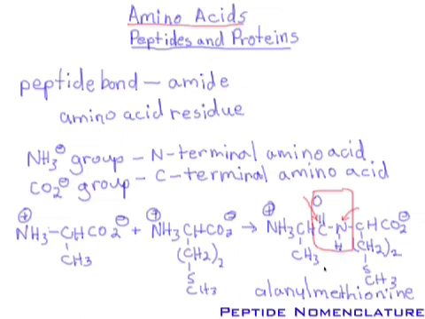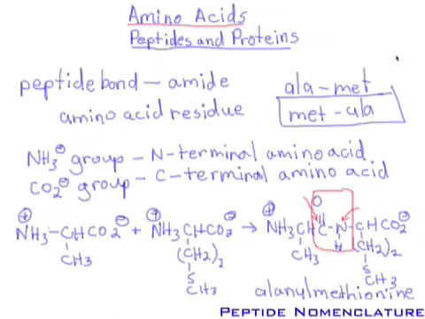Sometimes, rather than drawing out the structure, an abbreviated version using the abbreviations of the amino acids is shown, where ALA would be drawn with a bond to MET. Note that ALA bonded to MET is a different peptide structurally than MET bonded to ALA. So order is important. Those two are different. Okay.